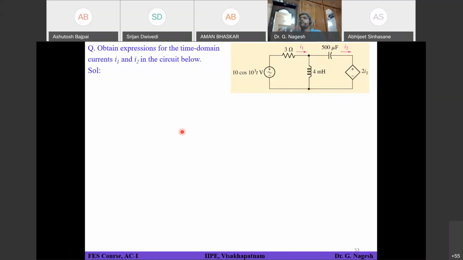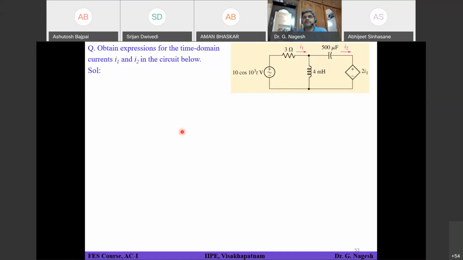XL is equal to j4, sir, and XC is equal to minus j2. XL is equal to j4, correct. XC is equal to minus j, how much? Minus 2j. So XC is equal to 1 by j omega C, so 1 by j into 500 into 10 power minus 6 into 1000. Omega is 1000 here. You have to calculate that. How much did you get?